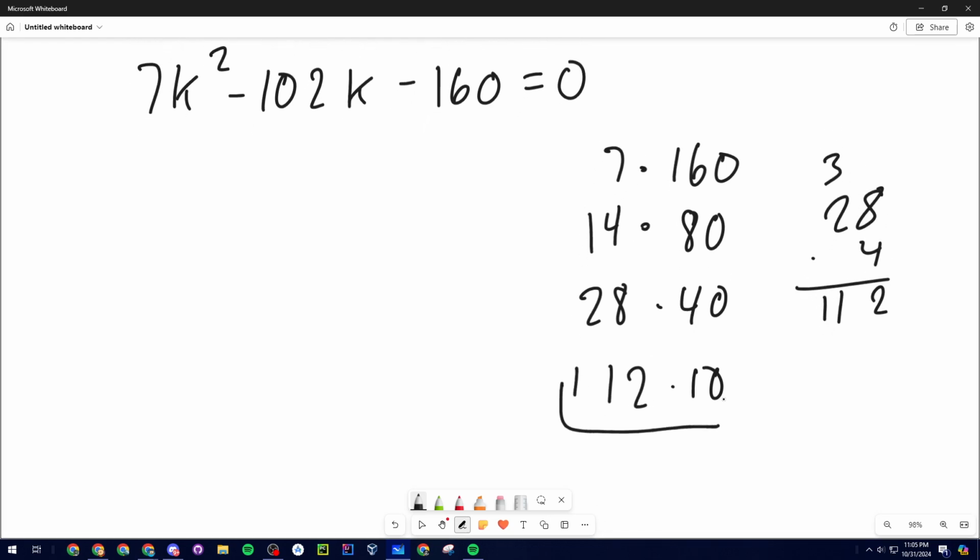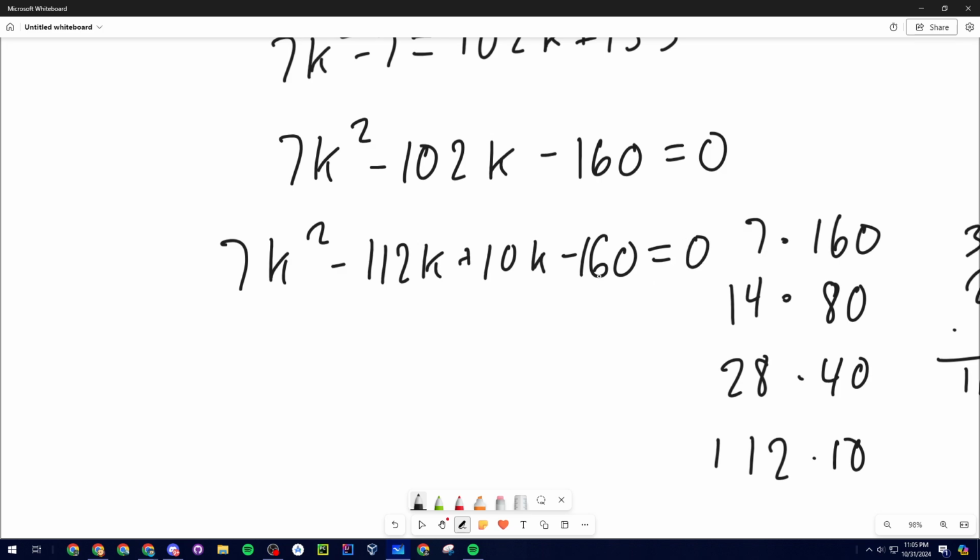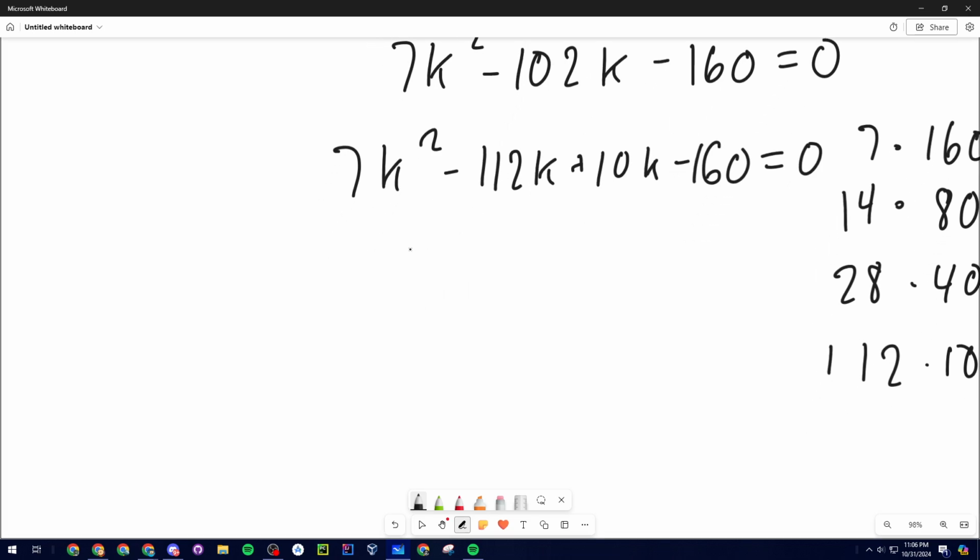That does subtract to 102, so we have 7k squared minus 112k plus 10k minus 160. If you're confused with what I'm doing here, this has nothing to do with number bases. It's everything to do with quadratic factoring. I'll also put the Khan Academy article that talks about this, just in case you're confused.